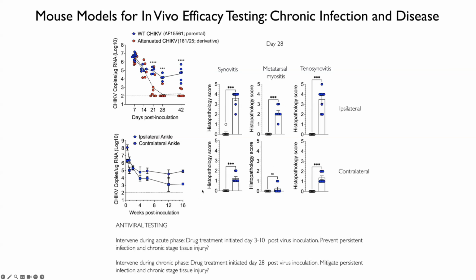And so this model is interesting because we can use it to test whether intervening during the acute phase could then prevent this persistent infection and long-term histopathological changes. And we can also use this model to ask whether, when we intervene at these later stages, that treatment would diminish the levels of this persistent viral RNA and also impact the severity of the inflammation and injury in these tissues if we intervene later.